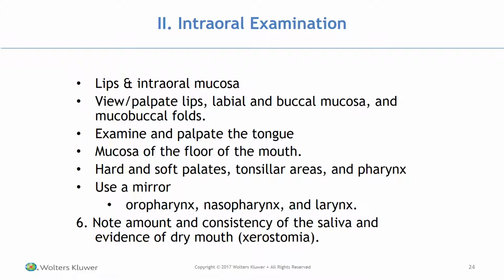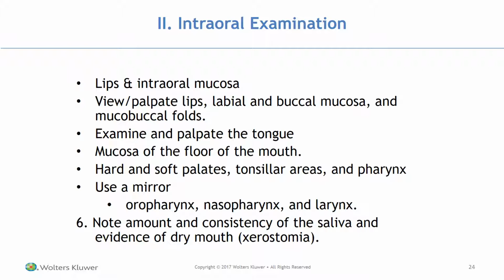Observe the mucosa of the floor of the mouth. So after you've done that with the tongue, just say, could you please put your tongue to the roof of your mouth? You're going to evaluate the ventral surface. Then you're going to start to evaluate the floor of the mouth.